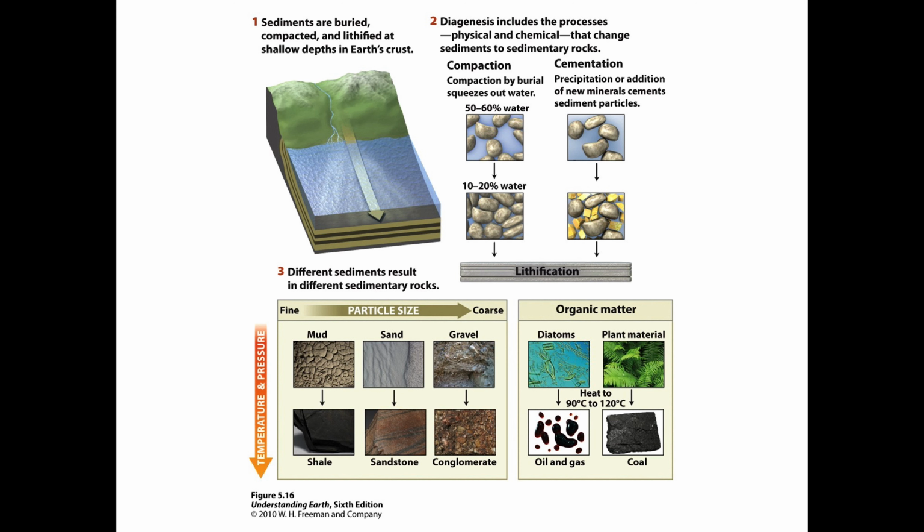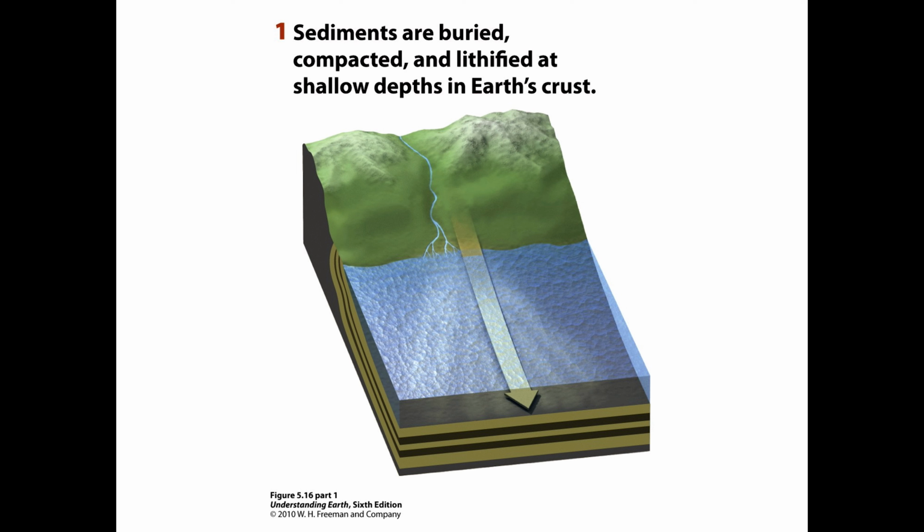We can see that here in a series of diagrams. Starting with the burial and compaction, we have sediment working its way into this aquatic system, this water, where it's going to stack up. As it stacks up, more and more weight presses down on top, and that compacts and ultimately lithifies the rock below at fairly shallow depth and therefore relatively low temperatures.